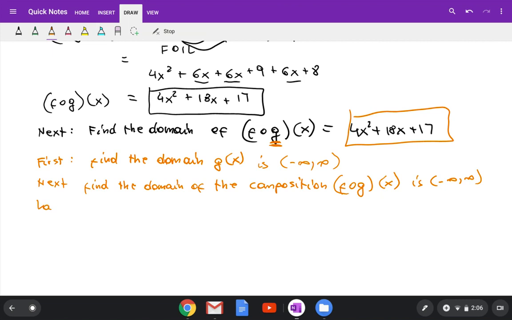So last, combine step 1 and step 2, first and second domains. Since we have all real numbers for both, the answer will be all real, which is from negative infinity to positive infinity.